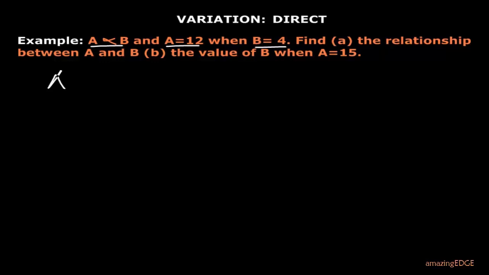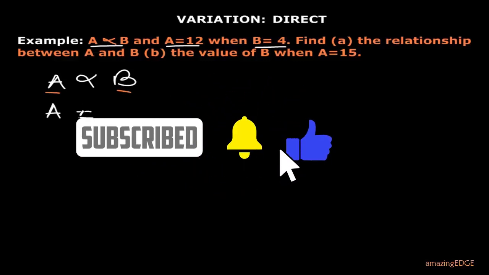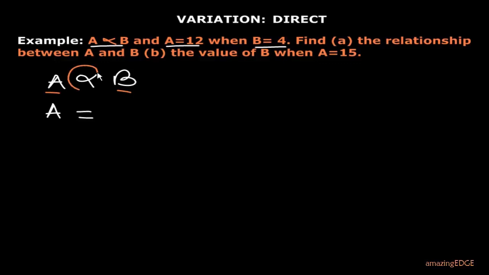So this is what we have. We have that A varies directly with B. Now, the question asks for the relationship between A and B, so we want to write A in terms of B. We remove this variation sign and replace it with equality. Then we introduce the constant K. So we now have A = KB.